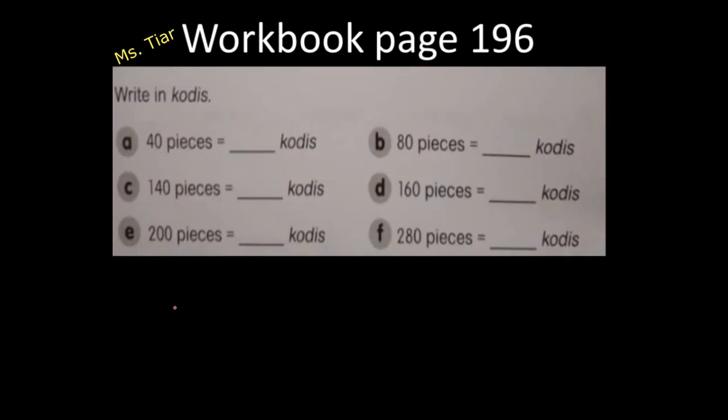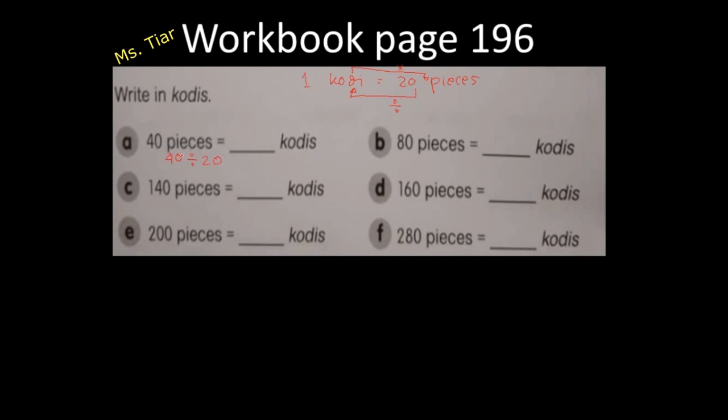Now, we need to write it in Codys. How do we write it? We need to remember, guys, 1 Cody equals 20 pieces, right? Before, I told you that if you need to convert from Cody to pieces, you need to multiply. But if you convert from pieces to Cody, you need to divide, right? So for this part, you need to divide all of them. So 40, the first one, question A, divided by 20.